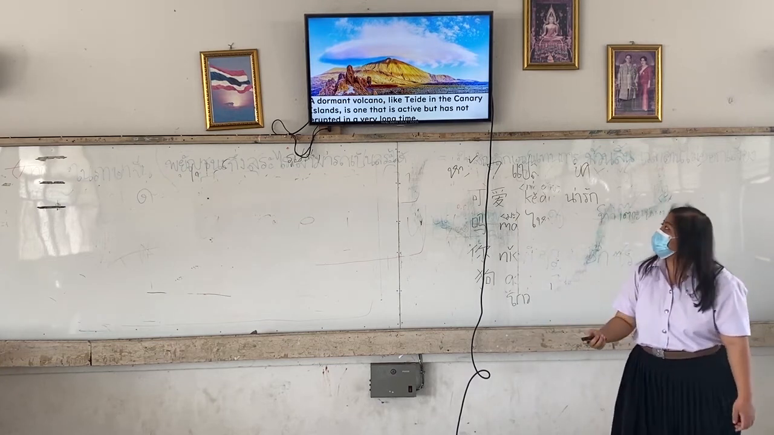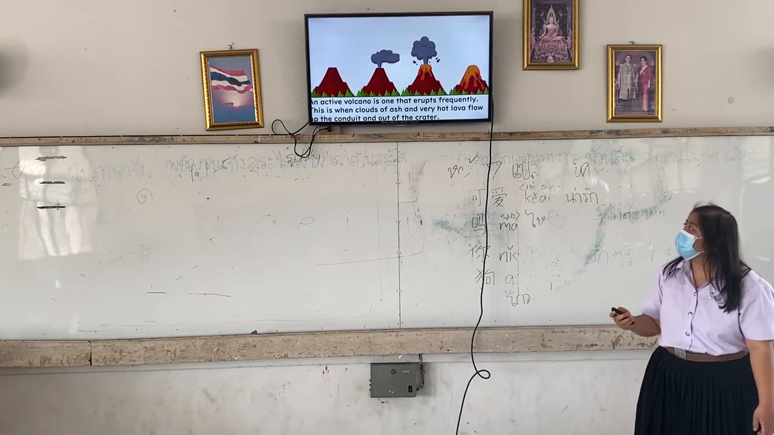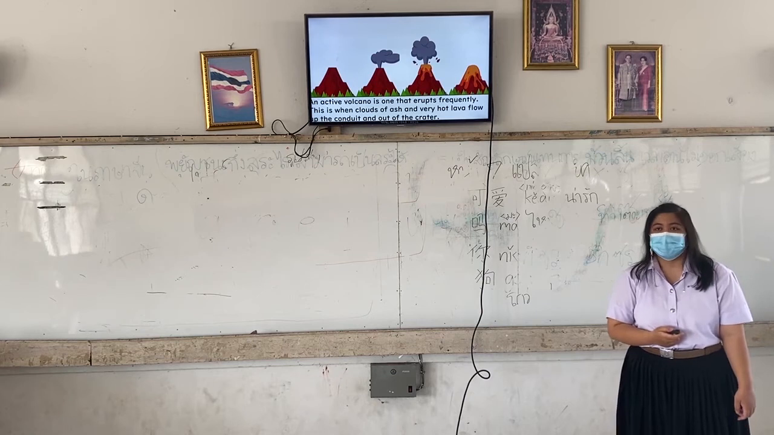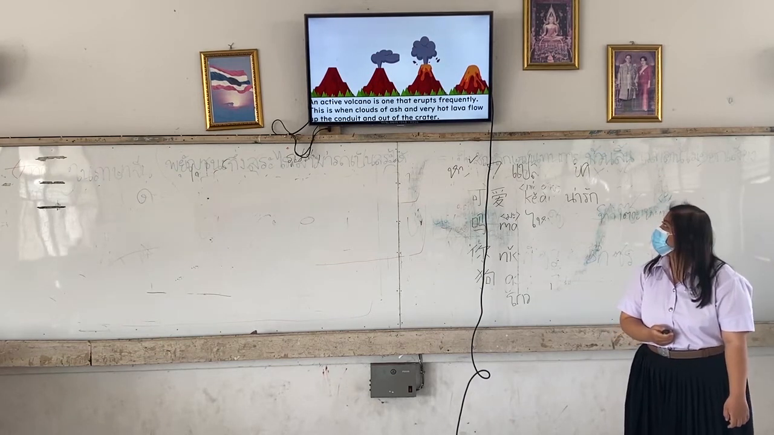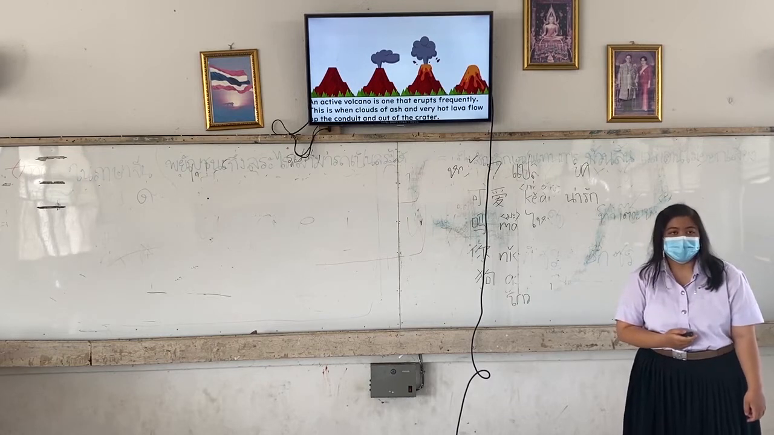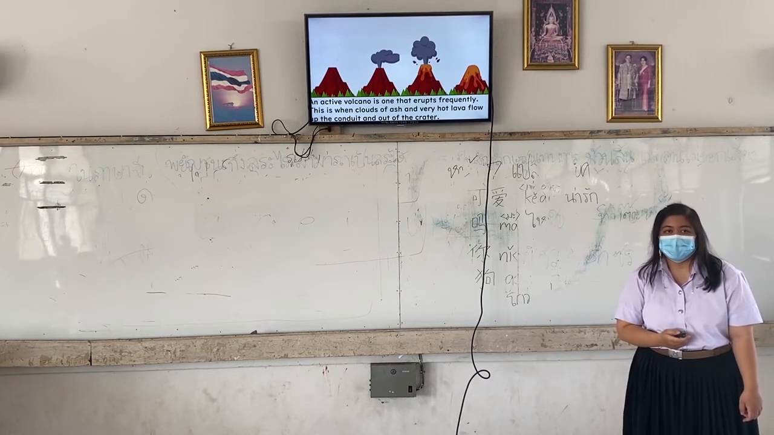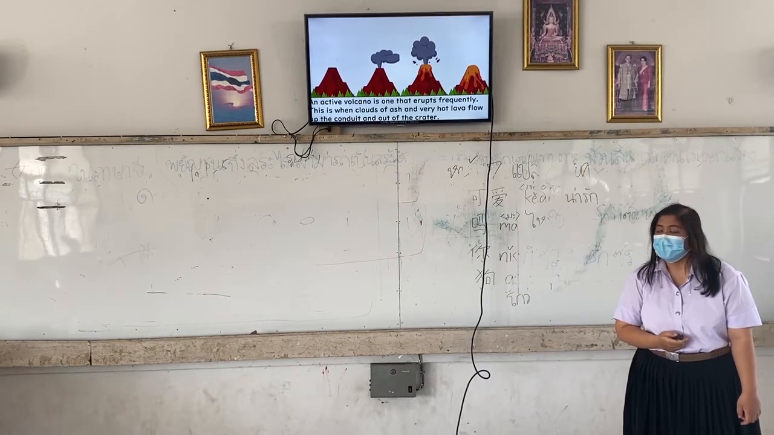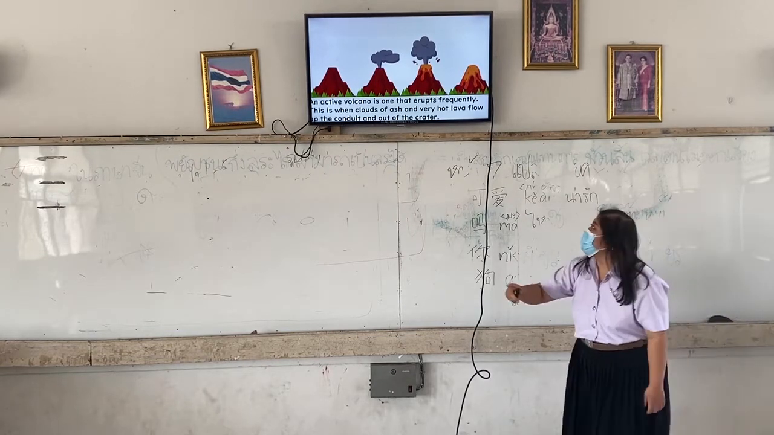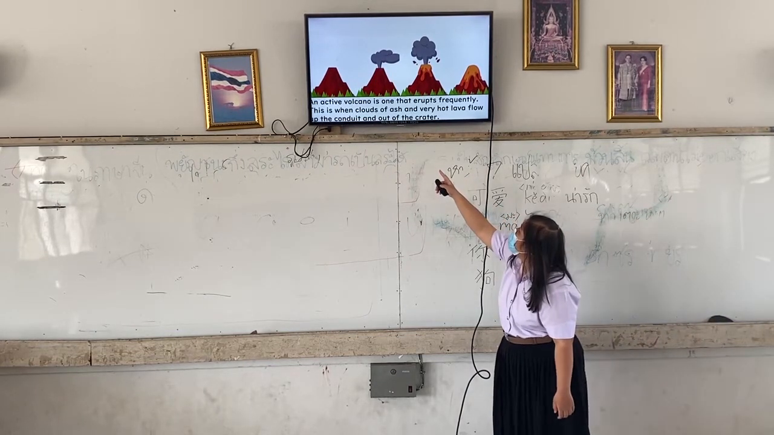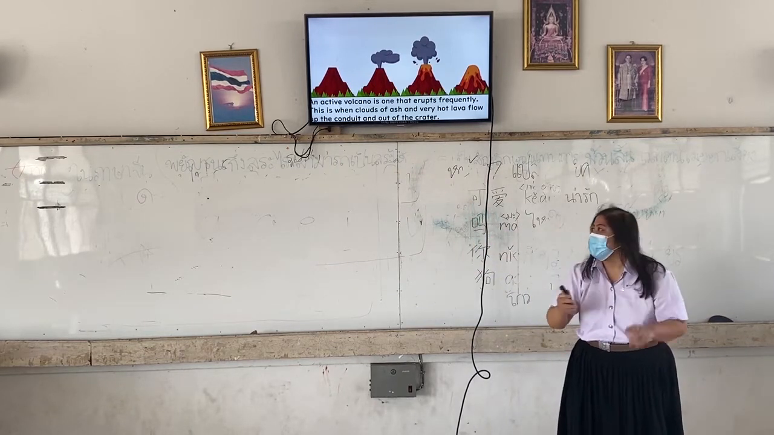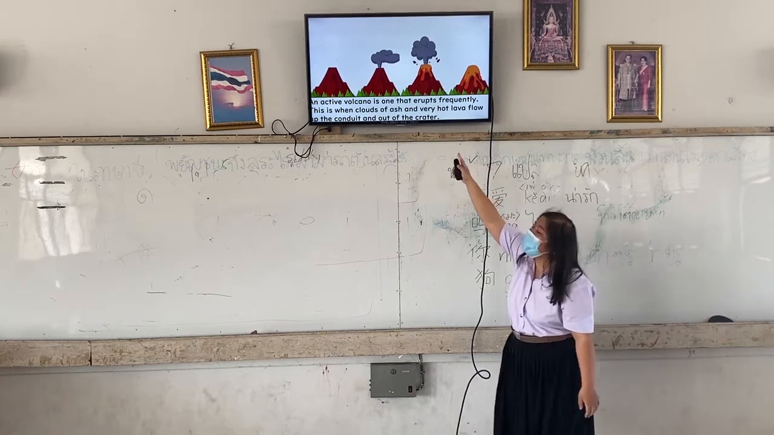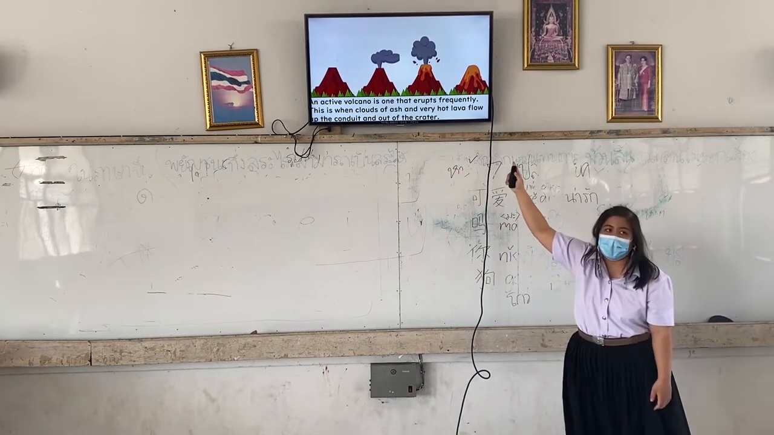Okay, and the second one is? An active volcano is one that erupts frequently. This is when clouds of ash and very hot lava flow up the conduit and add to the crater. Okay, and the second one is the active volcano. It erupts frequently and has clouds of ash and very hot lava.